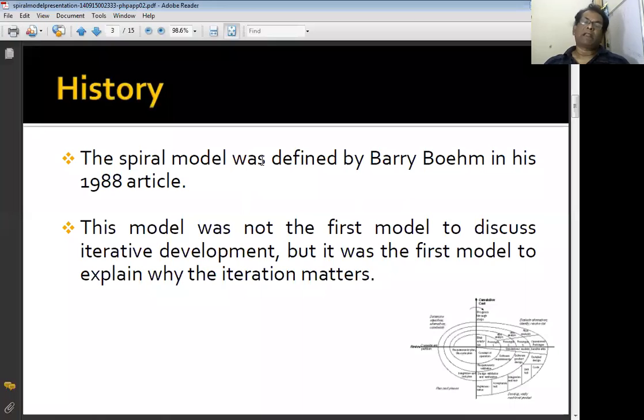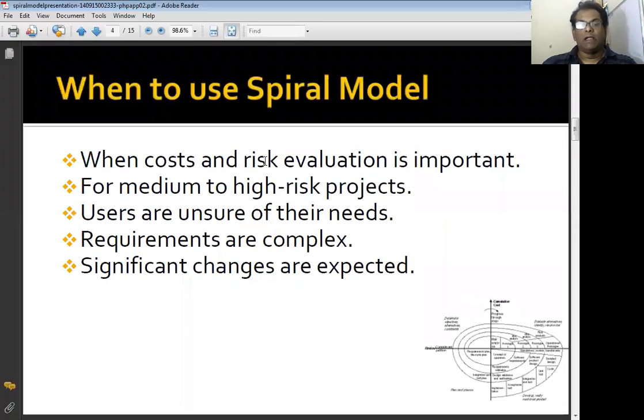Let's see the history. The spiral model was defined by Barry Boehm in his 1988 article. As I told you before, these models are not very old, but they are the outcome of the problems, or the solution, in terms of the waterfall model. This model was not the first; it came after the very first SDLC approach, the waterfall model, which was popular and a simpler way, but we did not find it a way to sort out immediately the problems that occur in this particular system. And this is the spiral model.